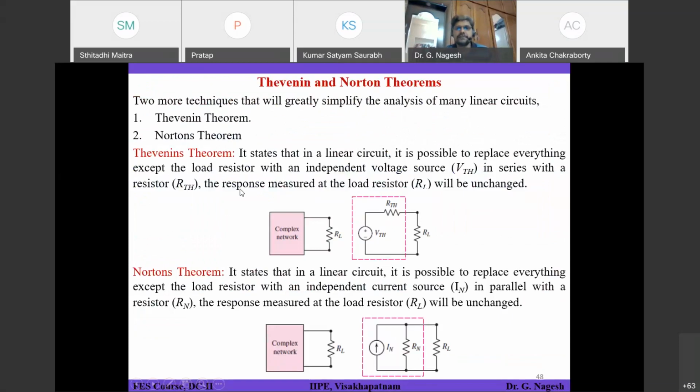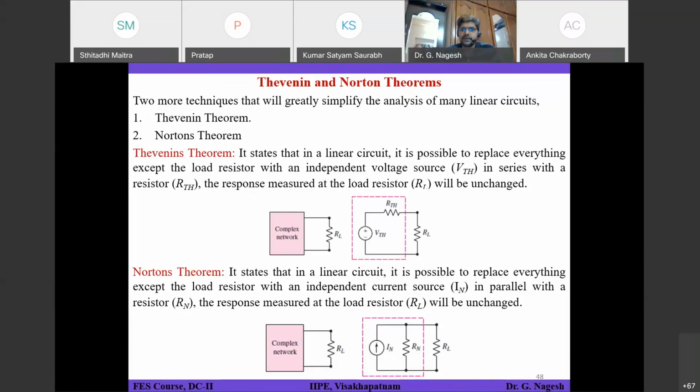So now we will see the two theorems. Apart from the superposition theorem, we have Thevenin's theorem and Norton's theorem. Okay, so these two theorems are used if you are interested only in one particular element in your entire circuit. Let's say you have a complex circuit and you are interested only in one element, then except that element, the remaining entire part of the circuit can be reduced to a very simple circuit. Okay, so that is the objective of these theorems.